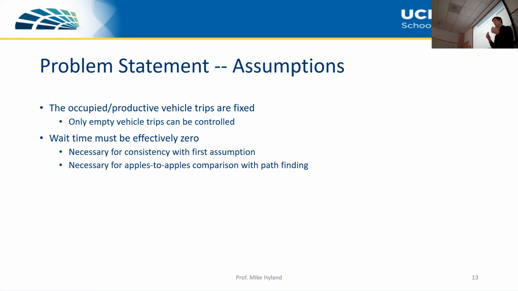We also assume that the wait time for the travelers is effectively 0. This is actually necessary for our first assumption, because if you're assuming that the occupied trips are fixed, then the vehicles must be there at the beginning of the trip. And this is also necessary for an apples to apples comparison with the path cover approach, which also assumes a wait time of 0 minutes.